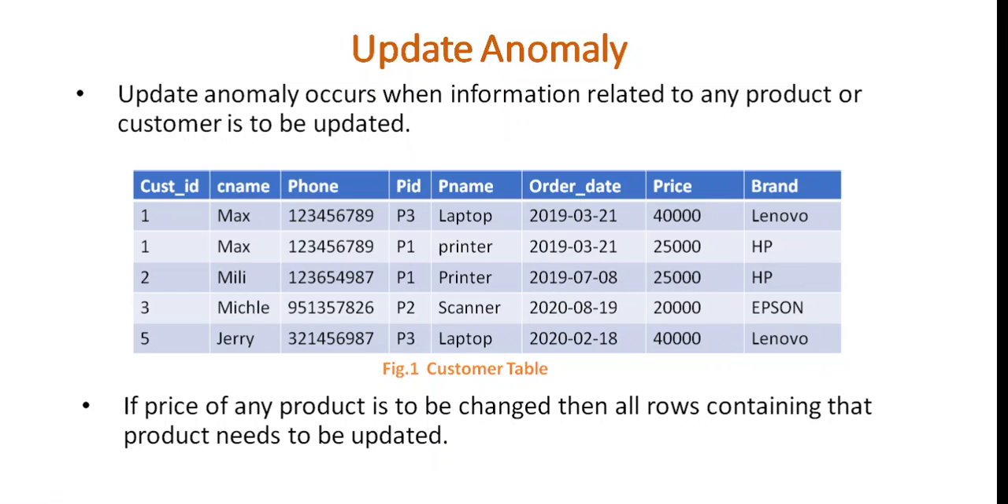Similarly, if we want to update any customer information, and that customer has ordered a number of products, then this table will consist of that many rows for that customer. If a customer has ordered 10 products, there will be 10 rows for that customer. If we want to change the phone number, we need to update it in all 10 rows, and if by mistake we forget to update any of the rows, it will cause inconsistency. So this is update anomaly.